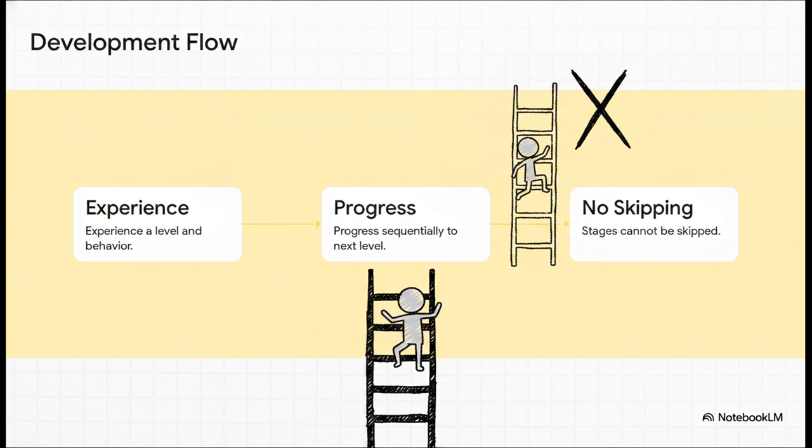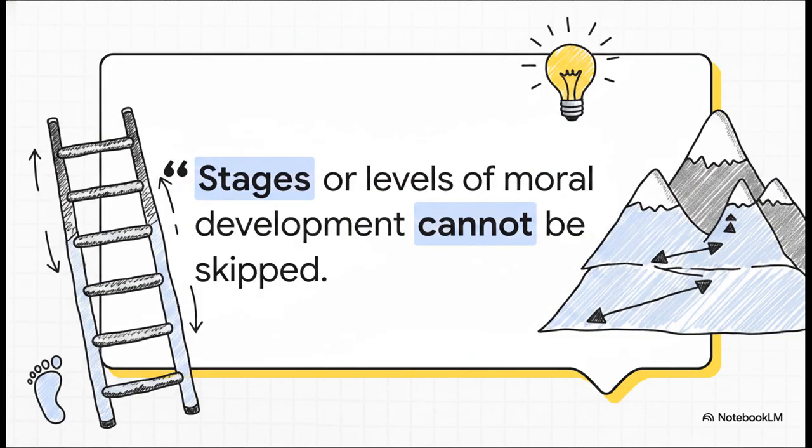Let's move on and see how this builds. Think of this sequential progression like climbing a ladder. Step 1, you fully experience a specific level and behavior. Step 2, you progress sequentially to the next rung. Step 3, you never skip ahead. What's absolutely vital to grasp here is the immense psychological effort of this climb. You can't just casually step up to the next rung whenever you feel like it. You have to completely master and inhabit the moral reasoning of your current stage. It's only when the logic of your current stage completely fails to solve a new complex social problem that your worldview begins to break down and reorganize itself. It literally requires a fundamental shift in cognitive perspective before your brain can even comprehend the logic of the next rung up.